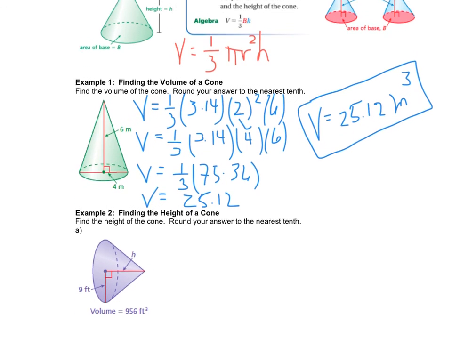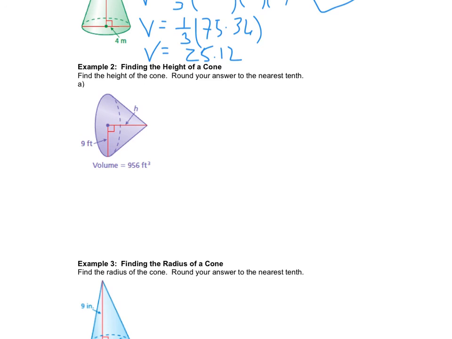Next one. So we have a cone. Now it's on its side. We don't want to get confused by that. Again, remember the height is the distance from the vertex to the base. So it's not that it's always a height, meaning it's straight up in the air. But this time we don't know what this is. Lucky for us, we do know the radius, the 9. We also know the volume.